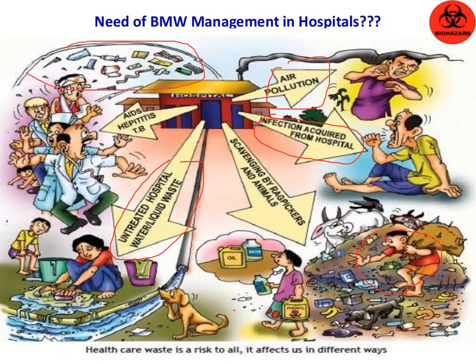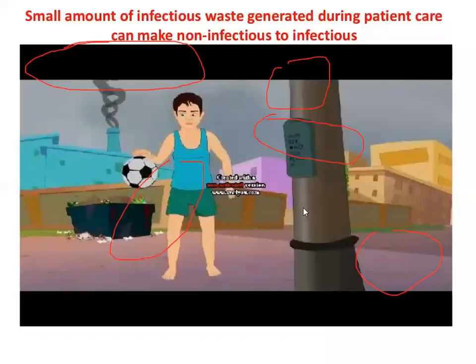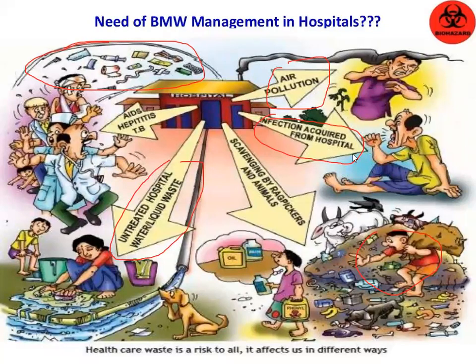The different types of syringes, plastic measuring cylinders, or other types of medical waste are shown here. Healthcare waste is a risk to all. It affects us in different ways. How it affects the people and society is given in this image. Understood? Any problem in this? Please ask.